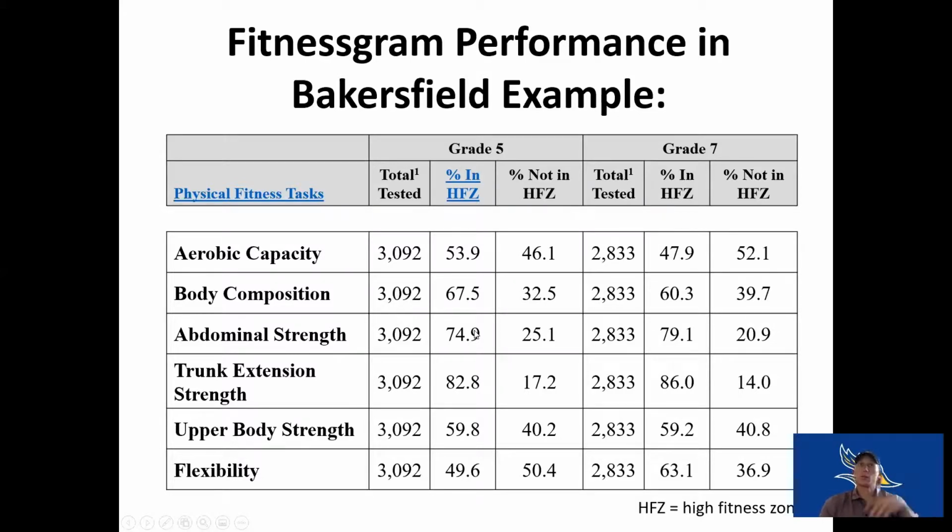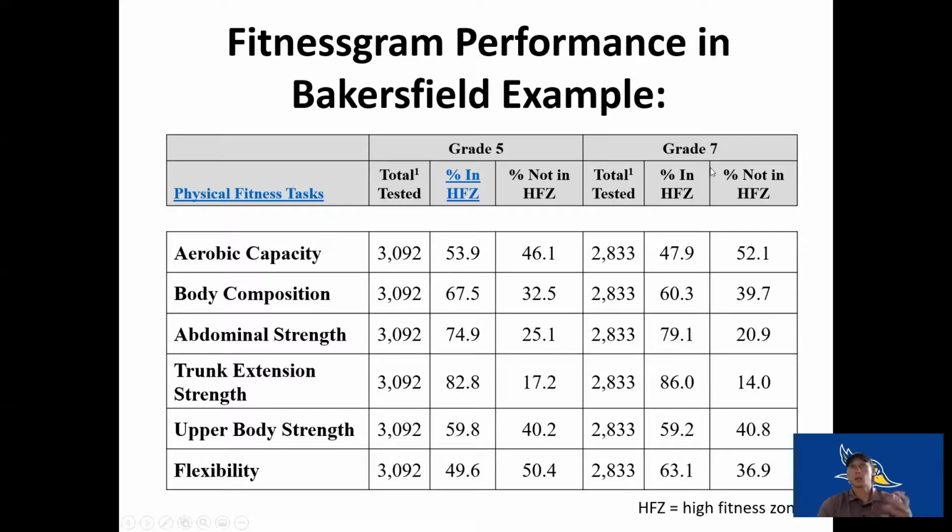74.9% scored 50 or more sit-ups, 25% got less than that. So this describes what the population looks like. We have almost 75% of our 5th graders with adequate, healthy, fit abdominal strength and 25% that don't. Comparatively, for flexibility, we're about 50-50. Half of them have adequate flexibility or meet healthy fit criteria, and 50% don't.